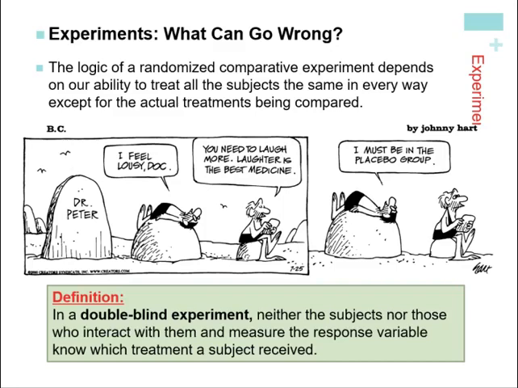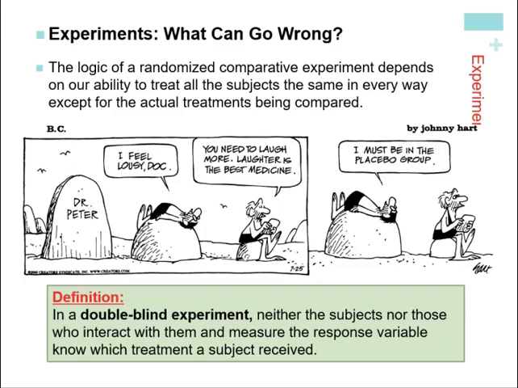We also like to, as much as possible, have what we call double-blind experiments, meaning neither the subject nor the experimenters, the people who will interact with them to measure their results, know what treatment they're getting. So if I'm comparing aspirin to a placebo, we want the pills to look exactly the same so that people don't actually know what they're taking.